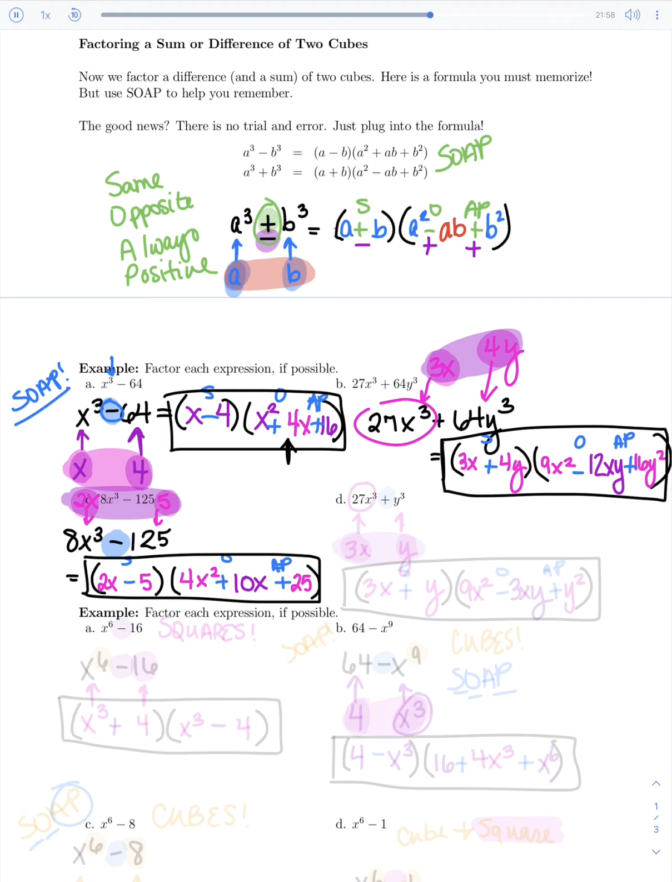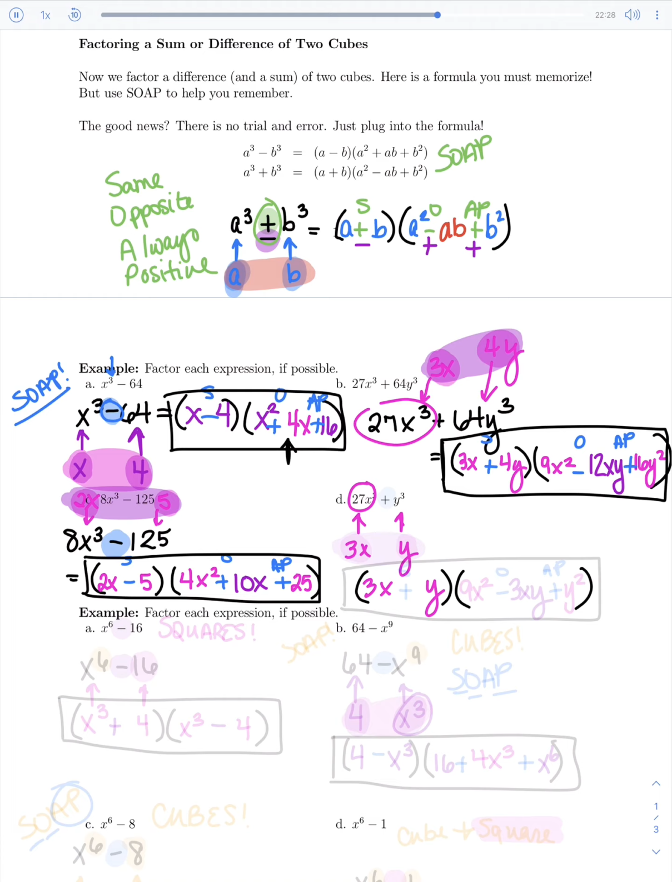Let's take a look at D. In D, we've got 27x cubed plus y cubed. So let's see again. What's cubed in each piece? Well, in the first piece, we've got a 3 and an x that's cubed. And in the second piece, we've just got a y that's cubed. So we'll have, again, with SOAP, a 2 term times a 3 term. We'll start out with staying the same, the 3x and the y.